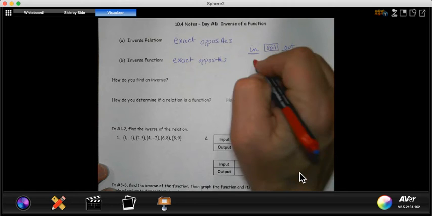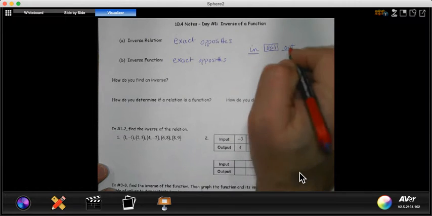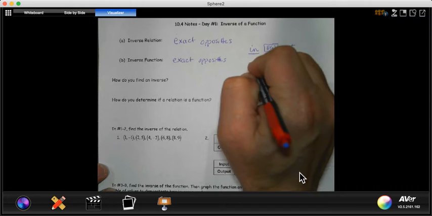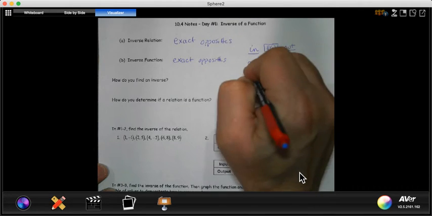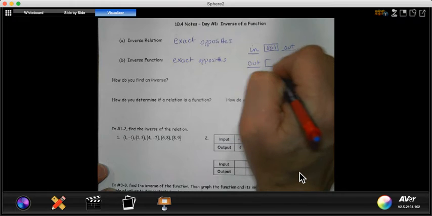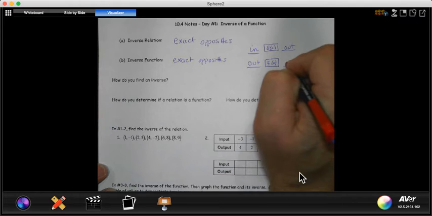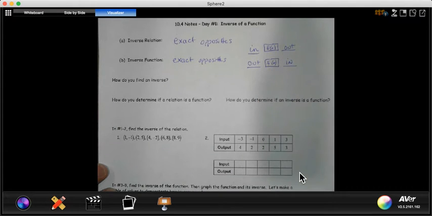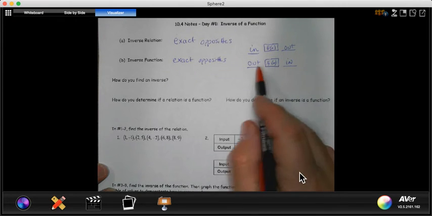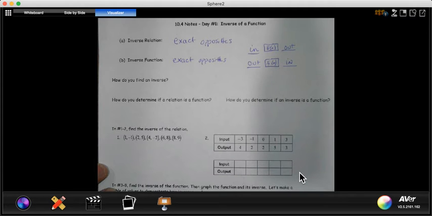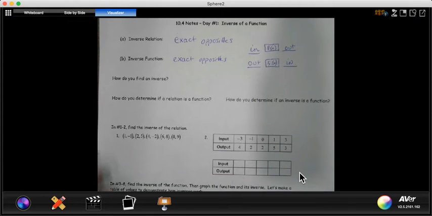Inverses are where the in becomes the out and the out becomes the in. So the out is the new in, then you apply the f of x, and then the out is the new in, and the in is the new out. So they just change places. Okay? How do you find an inverse?